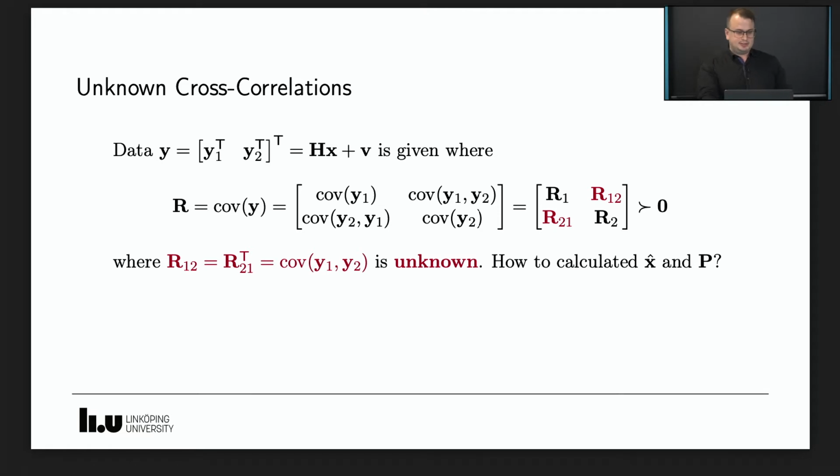So what do we mean by unknown cross correlations? Well, say that we have some data, y1 and y2, which we stack into a larger data vector y, still given on this linear form. Then the covariance matrix of y can be expressed as a 2 times 2 block matrix. And when we say that the cross correlations are unknown, we mean that this block R12 is unknown. So then we don't have all the data necessary to compute an estimate. So how do we do it then?